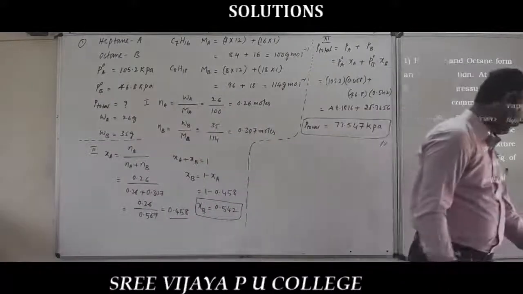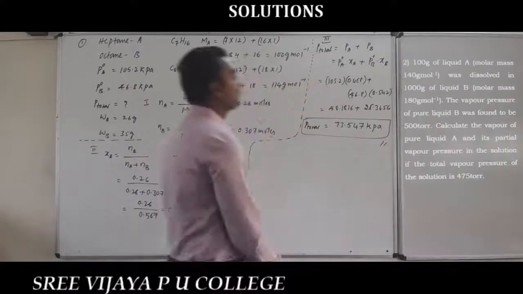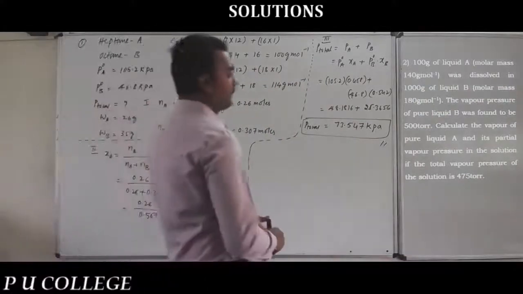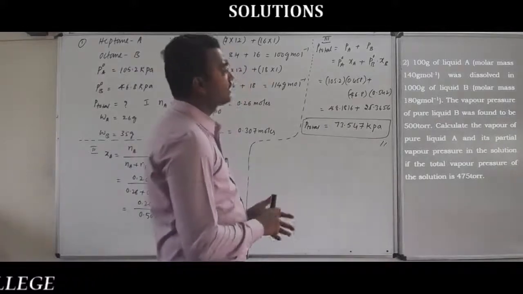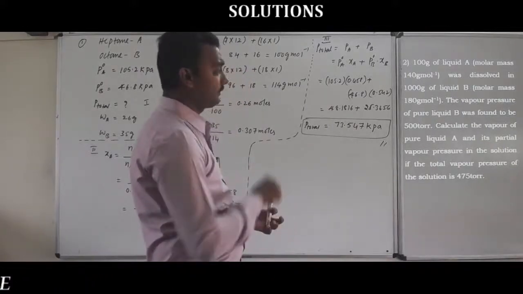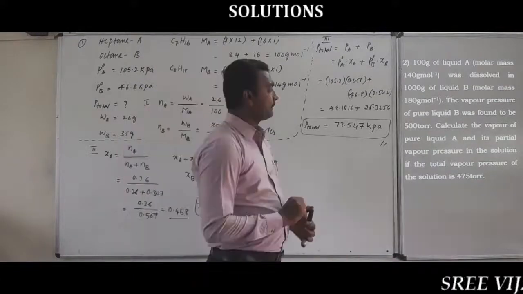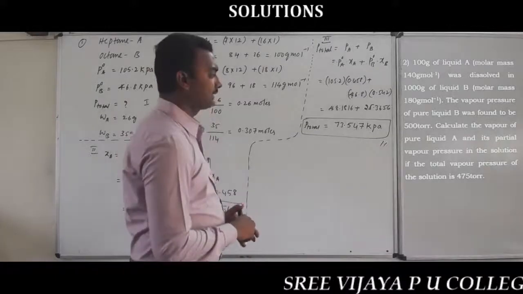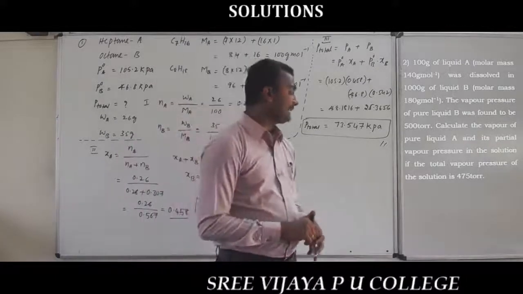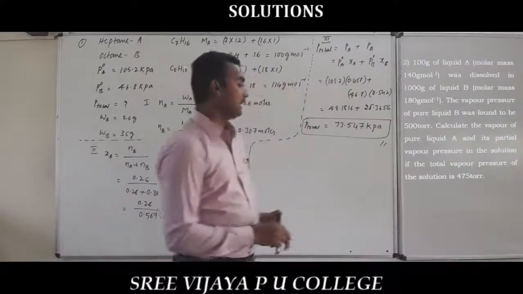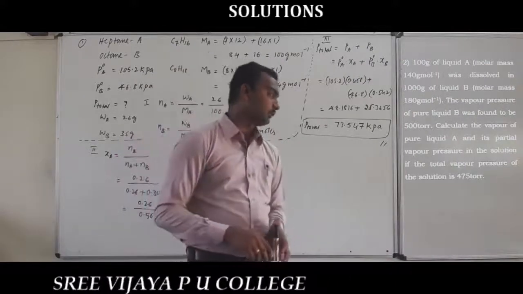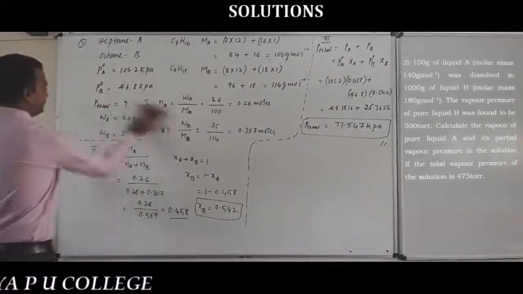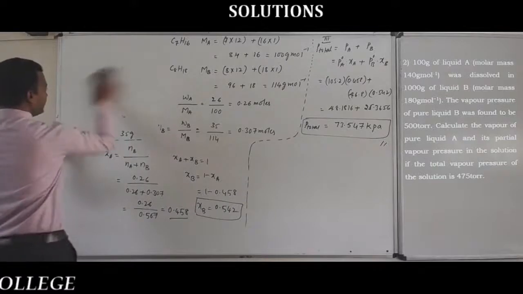Next, second problem. 100 gram of liquid A, molar mass 140 gram per mole, was dissolved in 1000 gram of liquid B, molar mass 180 gram per mole. The vapor pressure of pure liquid B was found to be 500 torr. Torr is the unit of pressure. Calculate the vapor pressure of pure liquid A and its vapor pressure in the solution if the total vapor pressure of the solution is 475 torr. So in the second problem, collect the data.